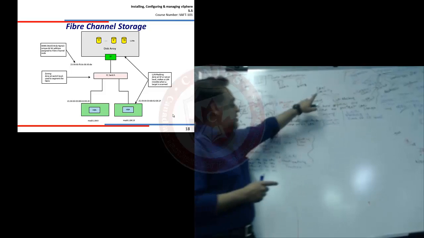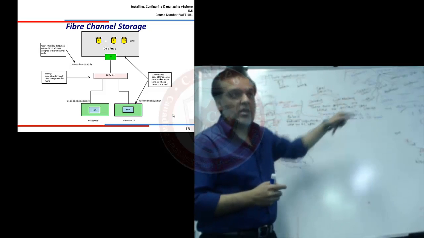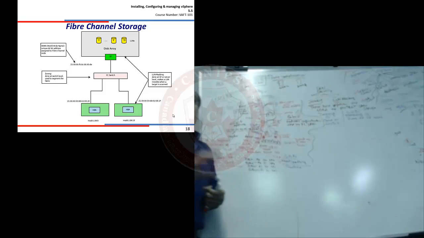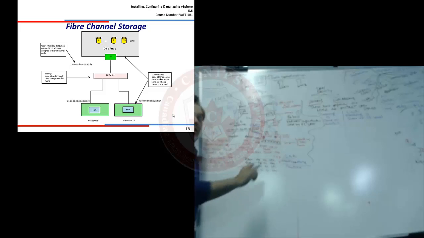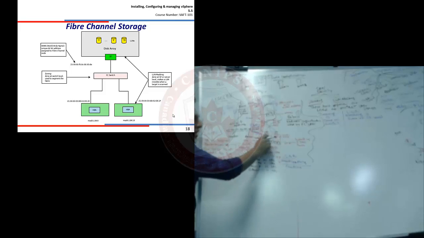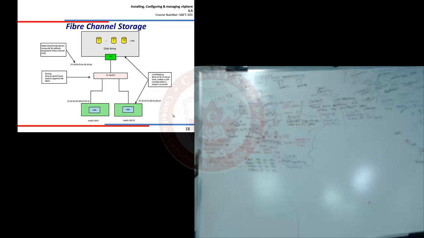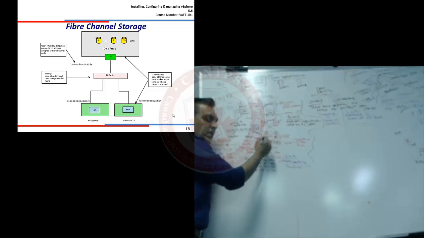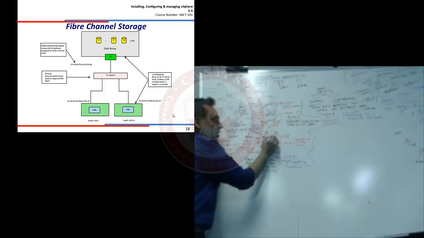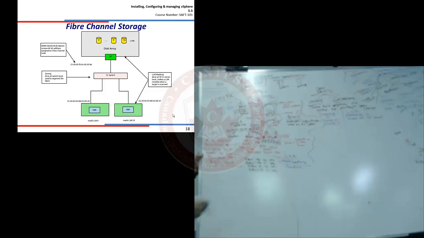Guys, security: zoning and LUN masking. Now remember, what you are trying to do is protect people from unnecessarily connecting to the SAN. As soon as the SAN is on and logical unit disks are created, let's say 100 LUNs are created, they will be seen from all servers.